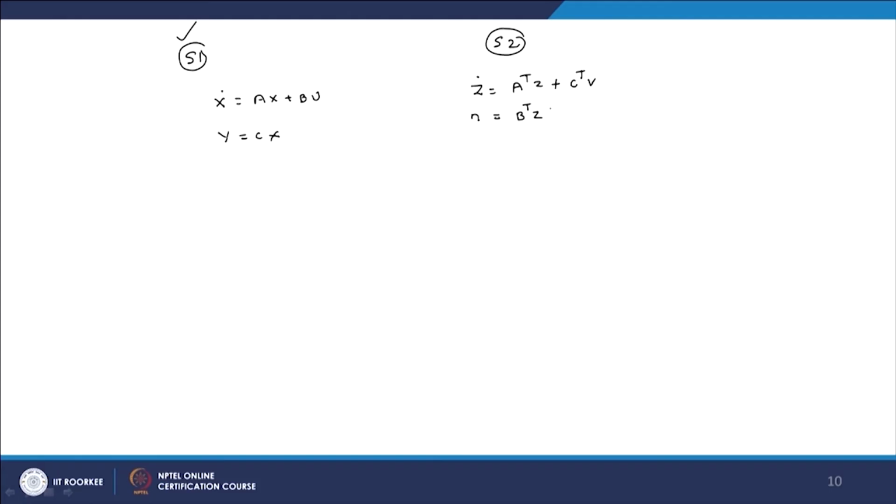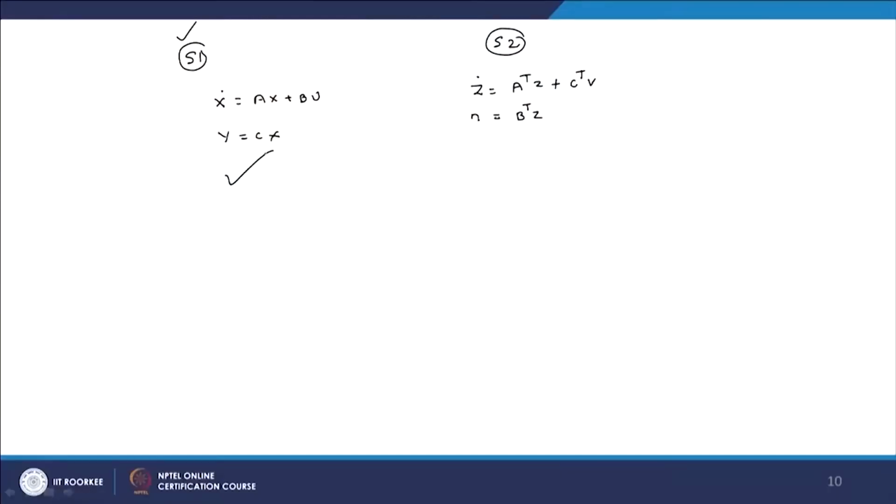Now there are system S1 and system S2. Here we can take different inputs and different outputs, but A is coming as A transpose, C is coming as C transpose, and B is coming as B transpose. Now we will check the controllability and observability for this system S1, and also the controllability and observability of system S2.